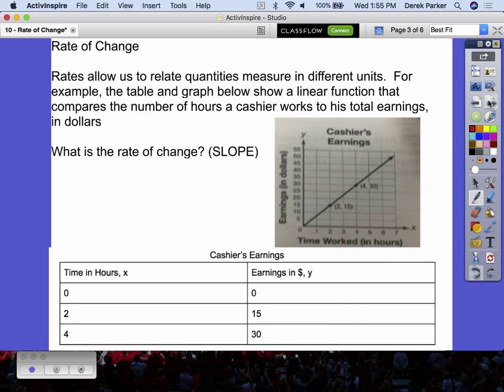So let's look at the graph first. That's going to be 30 minus 15 divided by 4 minus 2, 15 over 2, 7.5. So the slope of that graph is 7.5.